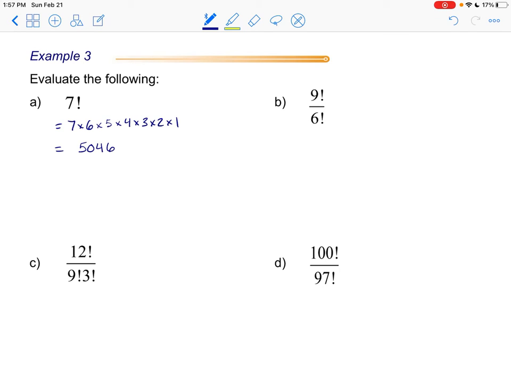But either way, it's 5,040. Oops, sorry, not 46, 5,040. Okay, let's look at the next example.